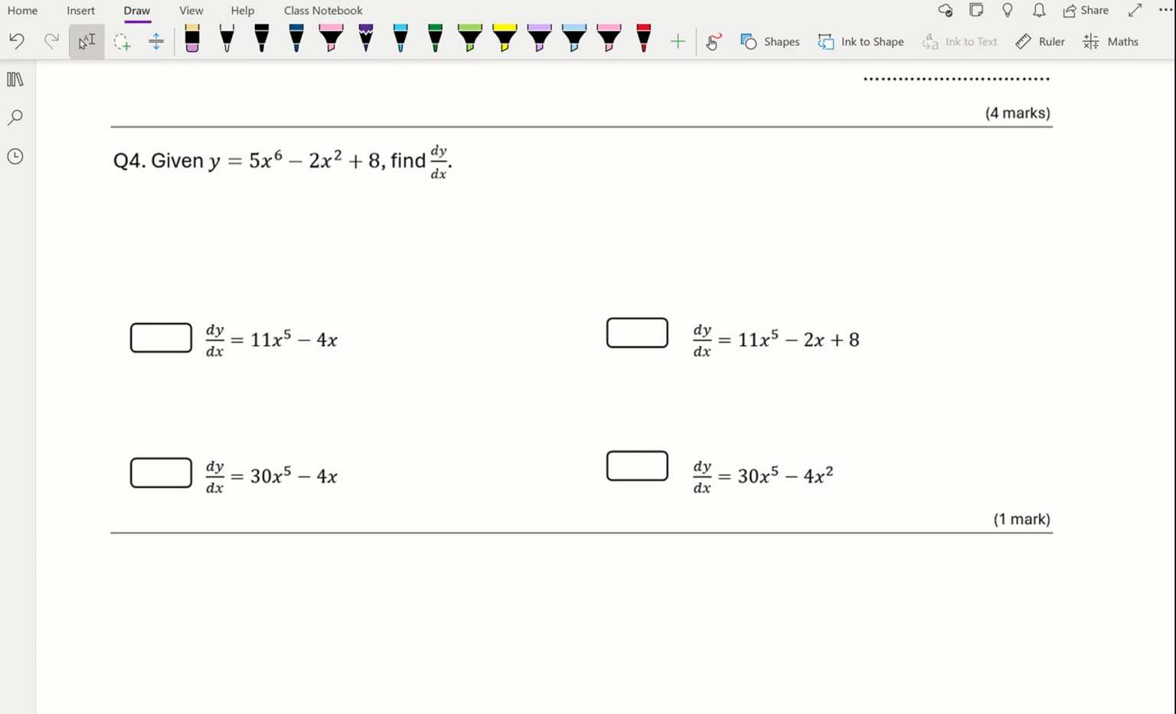Question 4 basically asks you to differentiate to find dy over dx. So you're going to multiply the power by the coefficient. So this is 30x to the power of 5, because you're going to subtract 1 from the power. This is 2 times negative 2, so negative 4x, and the constant disappears. So our final answer is this one.